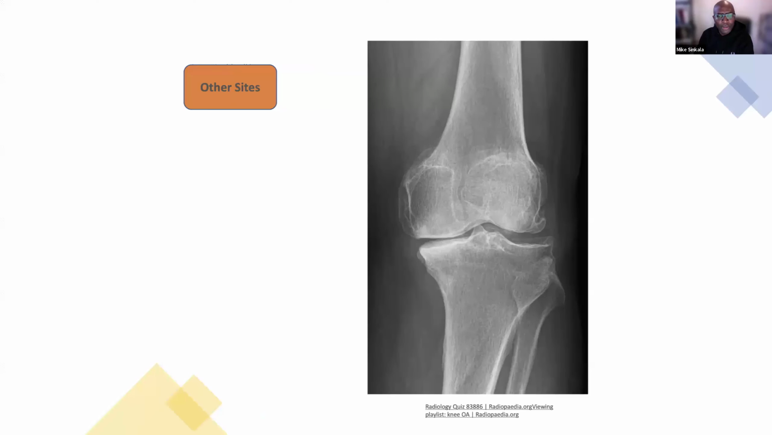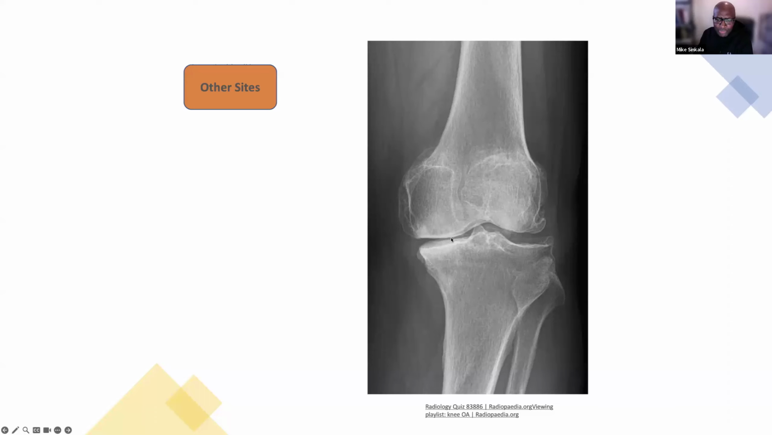Okay. The other site that you can look out for osteoarthritis, like I said, would be the large joints, like in this case, the knee. What we have here is non-uniform joint space narrowing. The medial tibiofemoral joint space here is a bit narrower compared to the lateral tibiofemoral joint space here. Notice also that the articular surfaces in the medial compartment here are more whitish. This is what is called subchondral sclerosis.